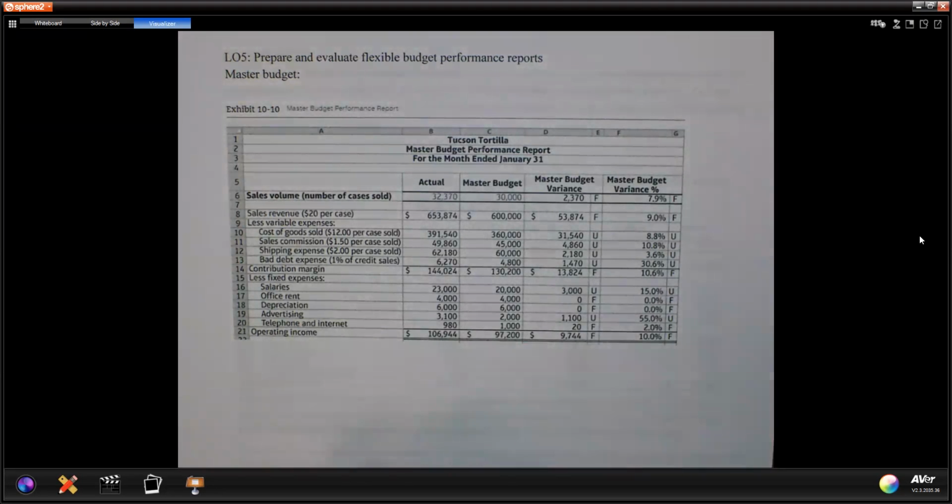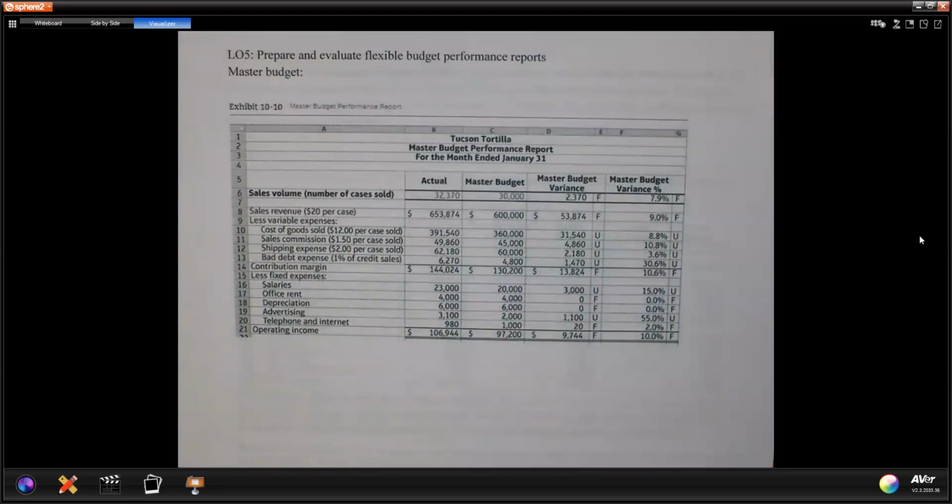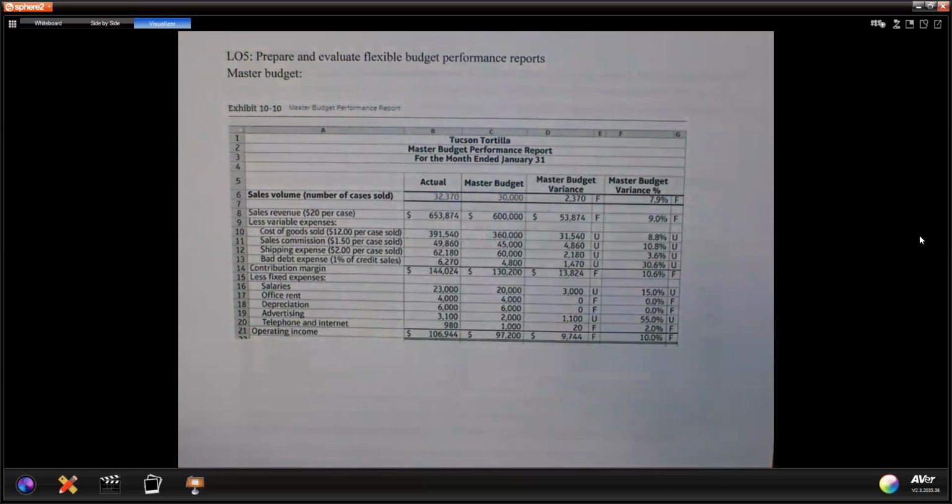So last time when we talked about the first part in Chapter 10, we said how do you evaluate the managers, the performance? You have to have a benchmark. You have to have a budget. So you compare your actual with your budget. You can know you are doing better or you are doing worse.